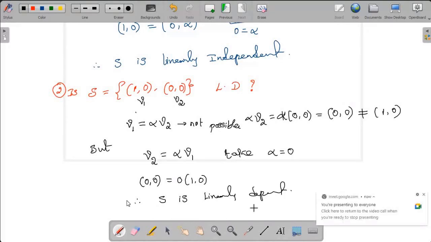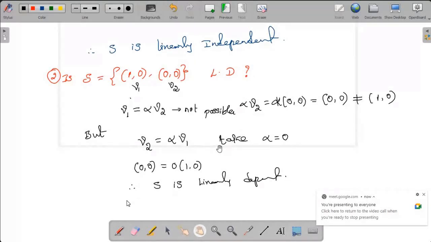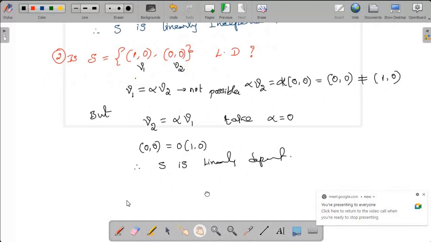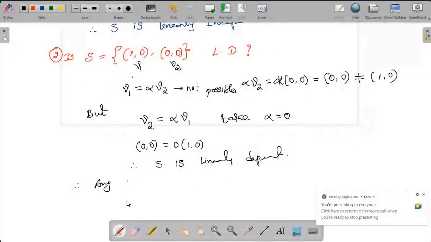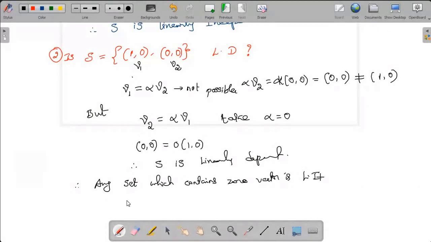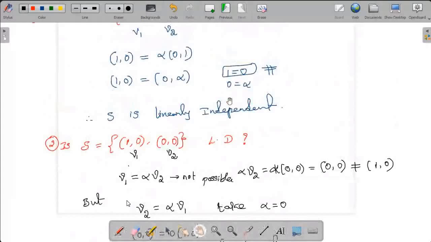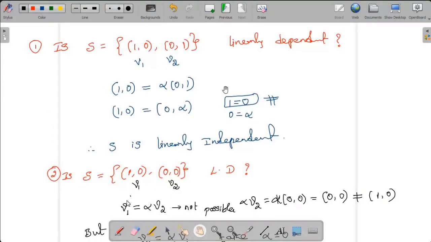From this, we can make one conclusion. Any set which contains the zero vector is linearly dependent. Why? Because the zero vector can always be written as a combination of any vector, because (0, 0) equals 0 into any vector, right? So that itself is enough. Therefore, any set which contains the zero vector is linearly dependent. So far, I haven't given you the definition, but I explained how it can be checked whether a set is dependent or not.